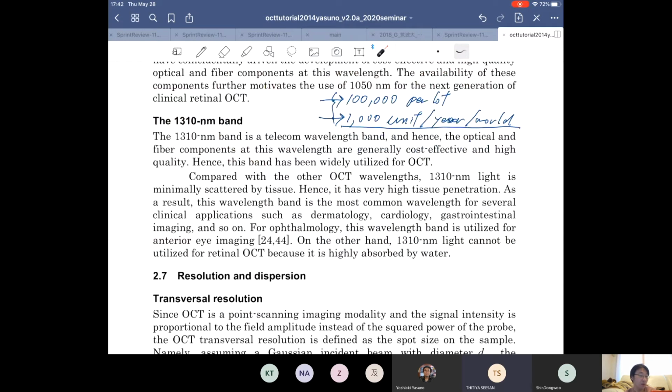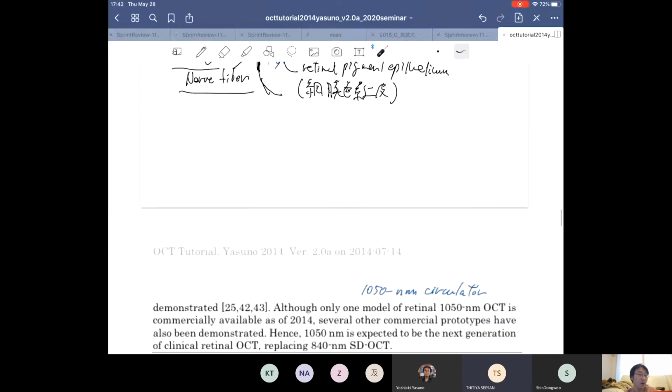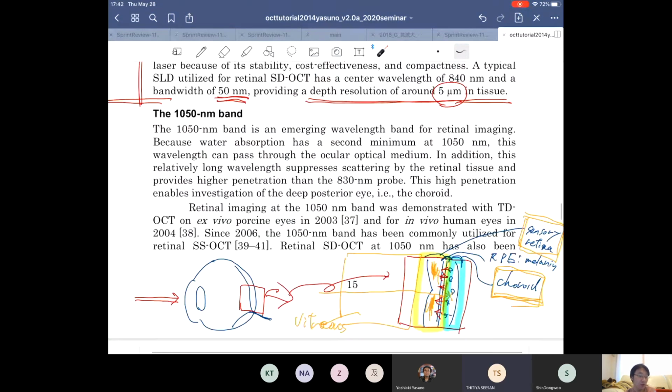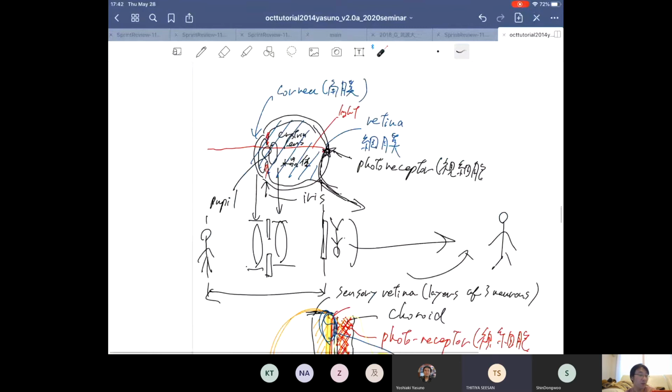So for example, here in this picture, it can reach a deeper position because of the lower scattering. But for the retina, it is not useful because of the high absorption of the water. The light is going to be absorbed on the way to the retina.